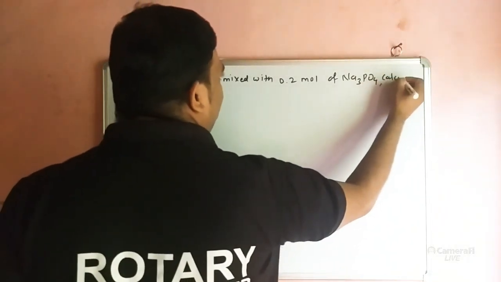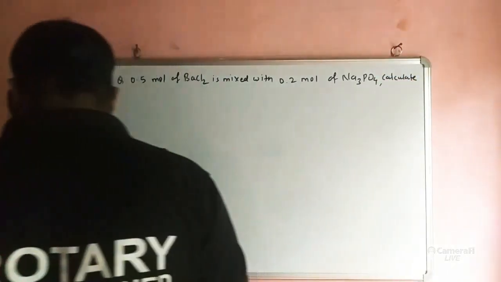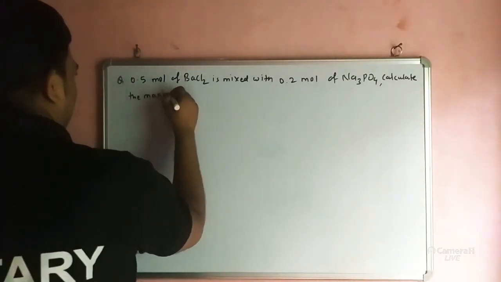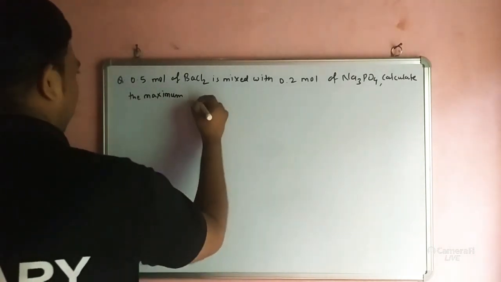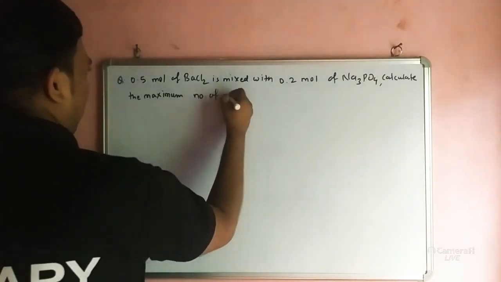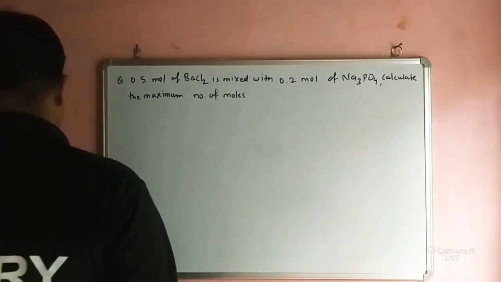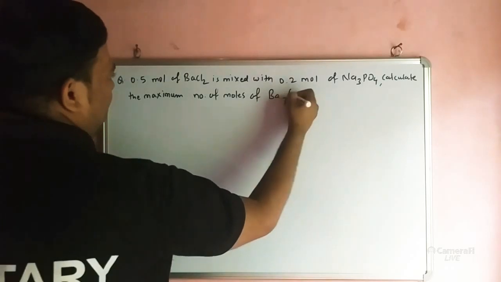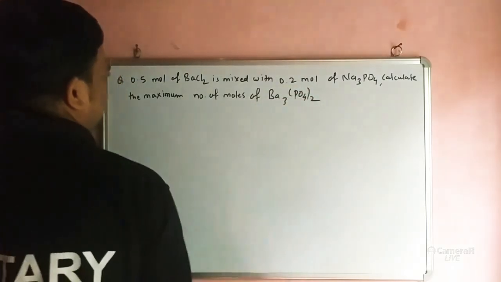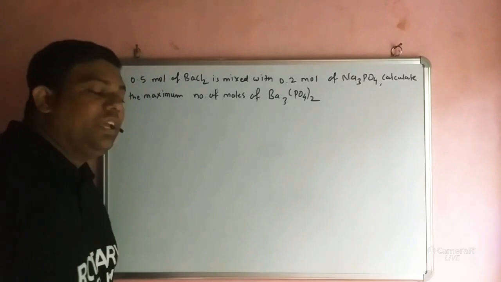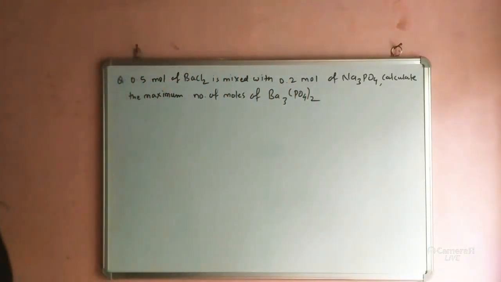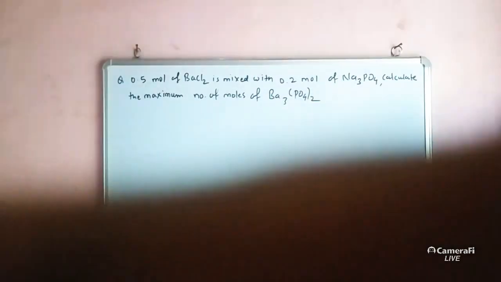Then calculate the maximum number of moles of barium phosphate, Ba3(PO4)2. So you must know here what will be the chemical formulas of this. I hope you understood whatever numerical beta.